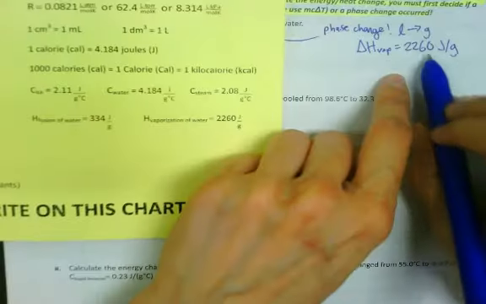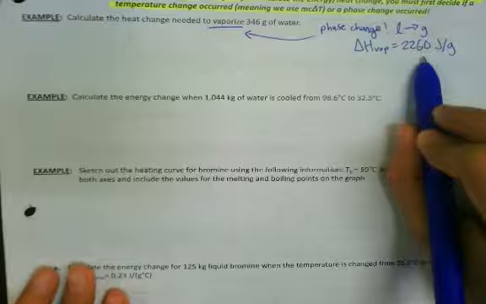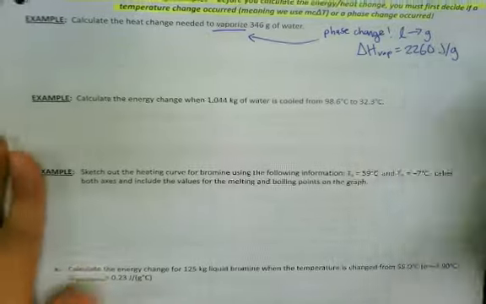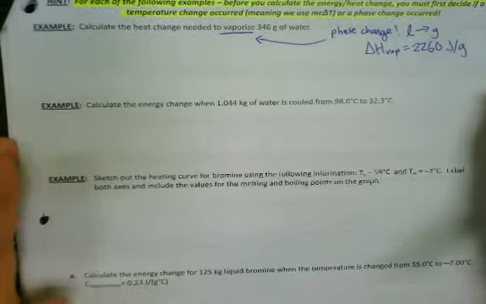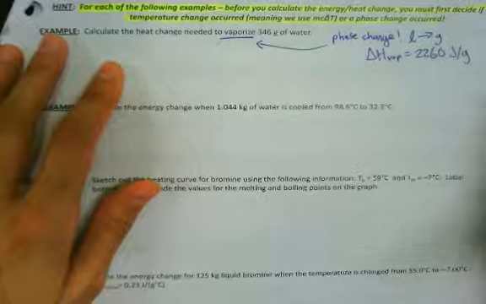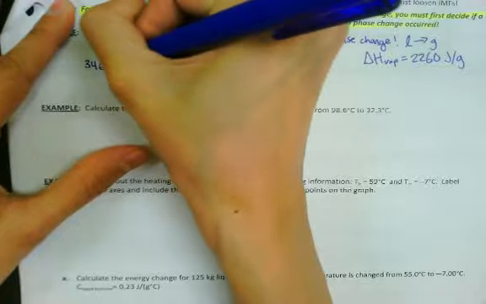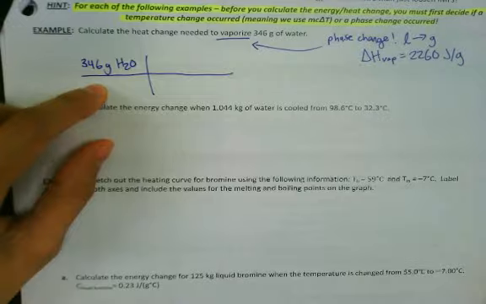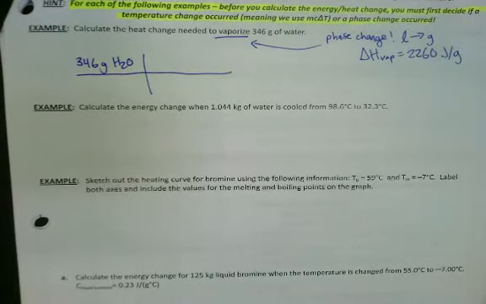So what this is saying is that I need 2,260 joules of energy to vaporize 1 gram of water. So I could set this up as dimensional analysis so I don't get lost. It's a simple one-step dimensional analysis. I have my starting value, 346 grams of water.